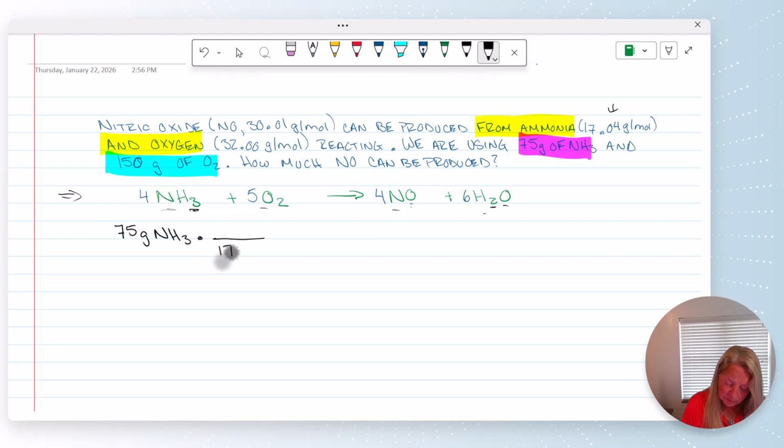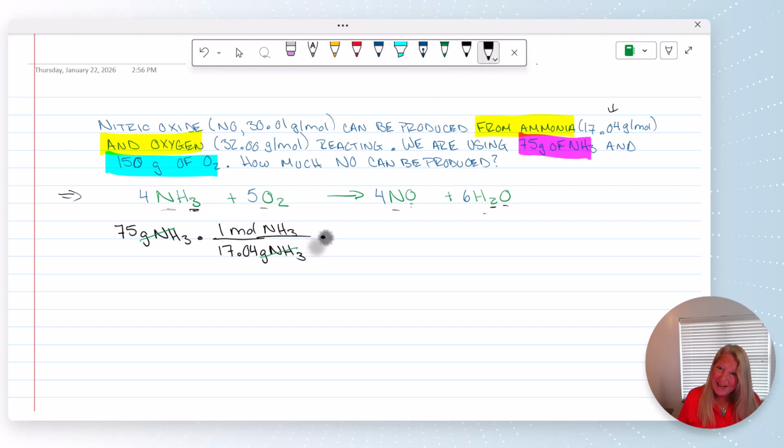So the 17.04 grams of ammonia to 1 mole of ammonia. Cool. Let's check what cancels. I have grams ammonia divided by grams ammonia. X divided by X, 4 divided by 4. Anything divided by itself is 1. So I'm winning that. That's good. That goes away. That leaves me in moles ammonia.